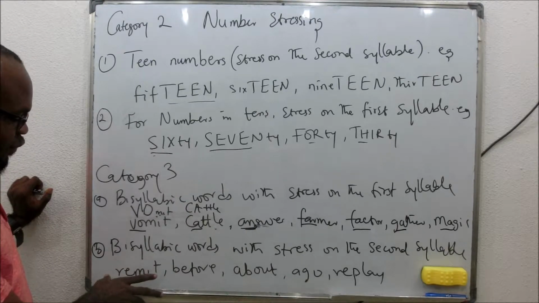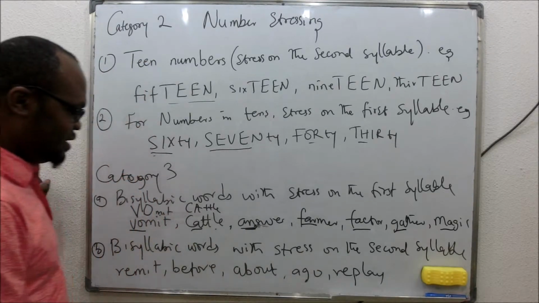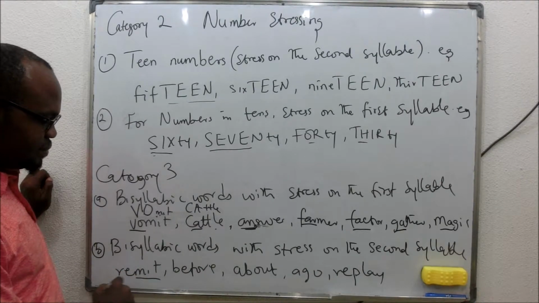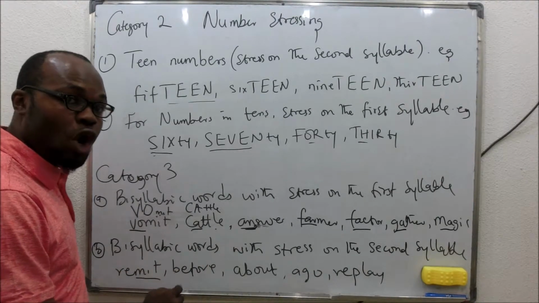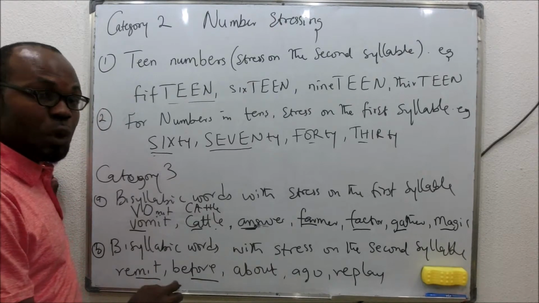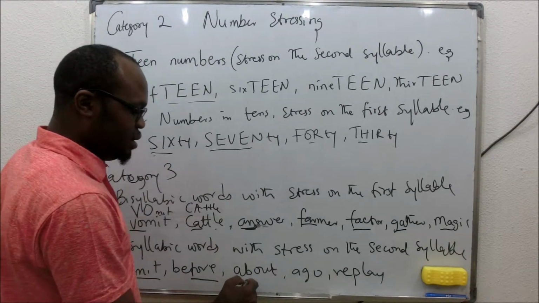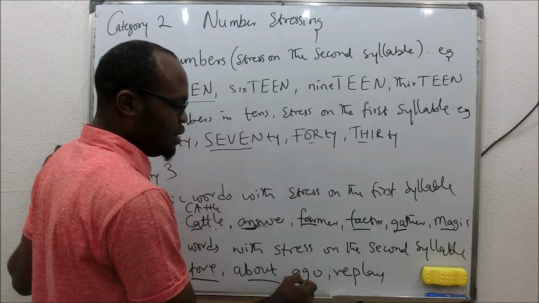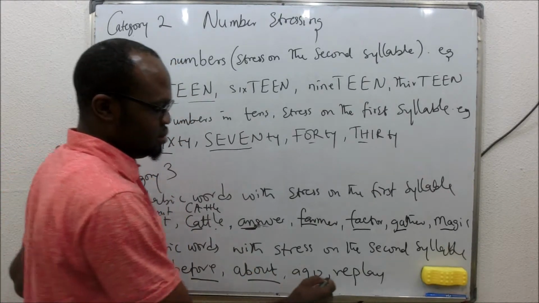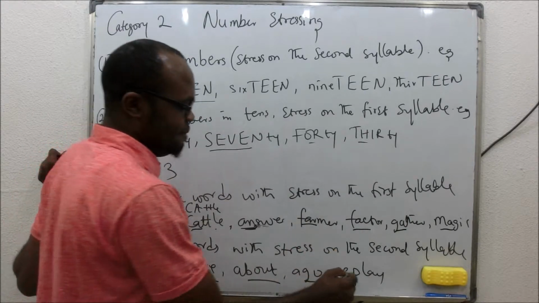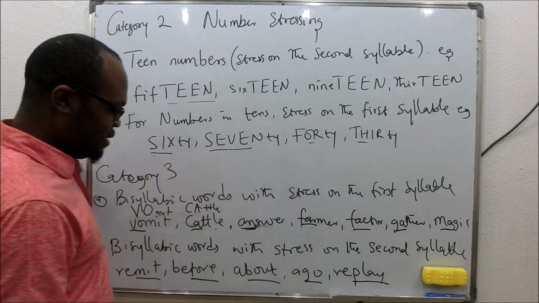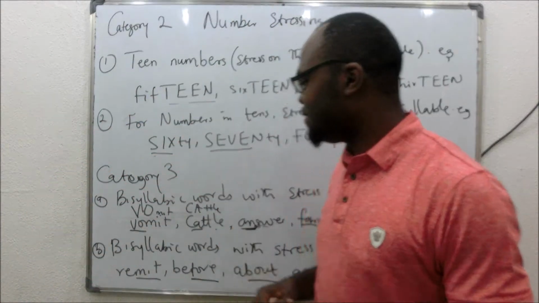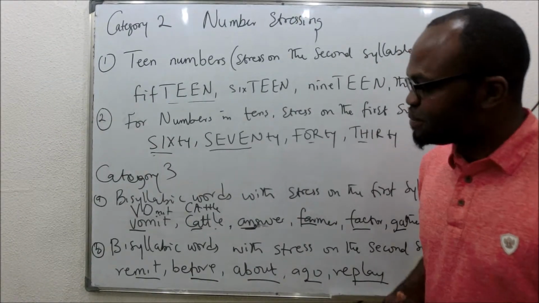But for words like this, the stress is on the second syllable. We have remit, forget, about, go, replay. So here, the stress is on the second syllable. So you have to know how to get around these.